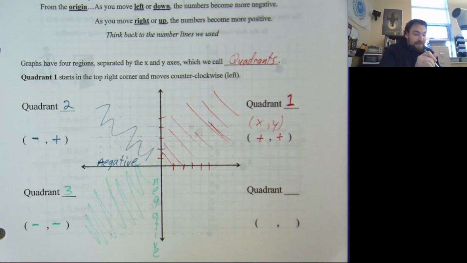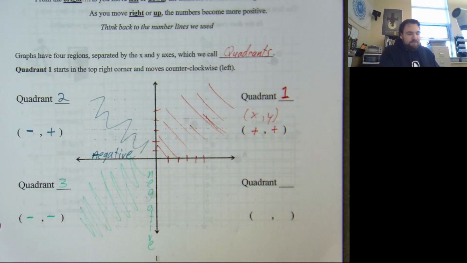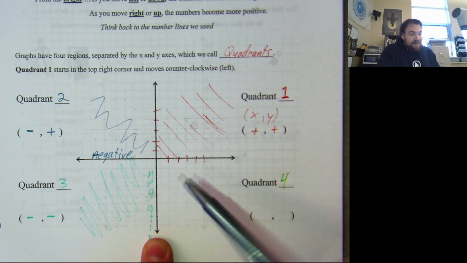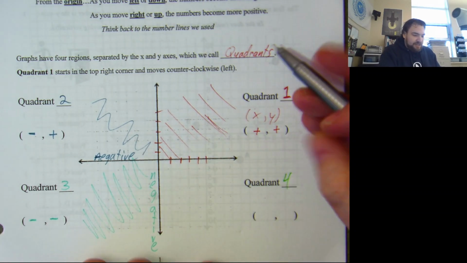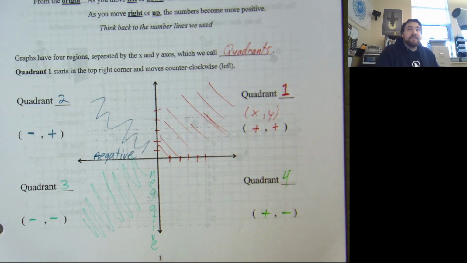Quadrant 1, 2, 3, so that makes this guy down here Quadrant 4. I need a new color. Let's go lighter green, or kind of an olivey green. Is that guy there? And over here, my y's are still negative, but now my x's are positive again. So these guys are positive and those guys are negative.